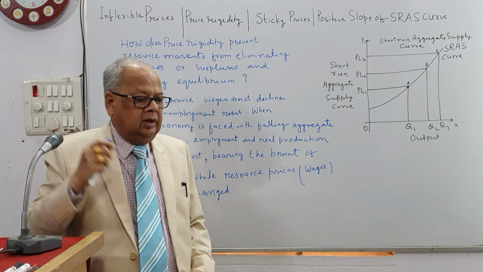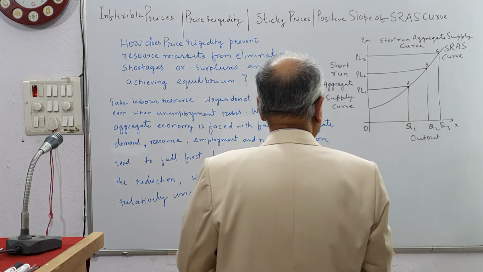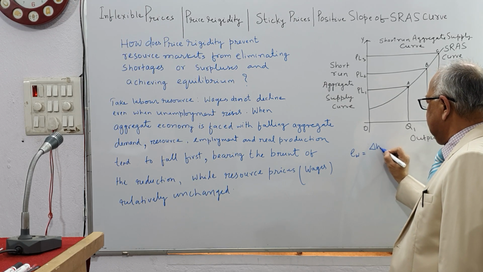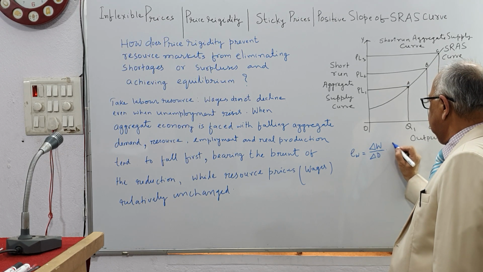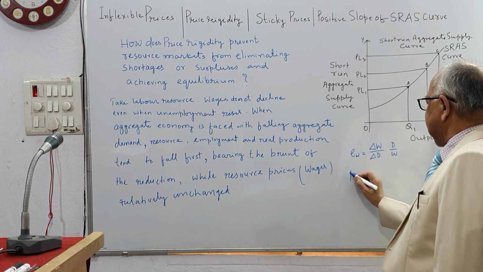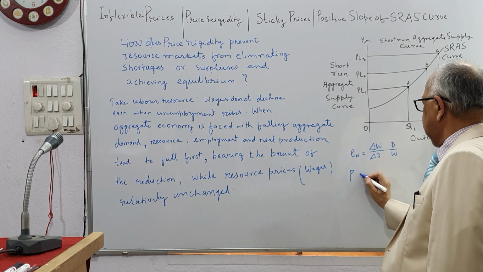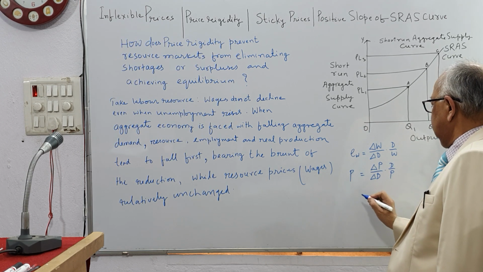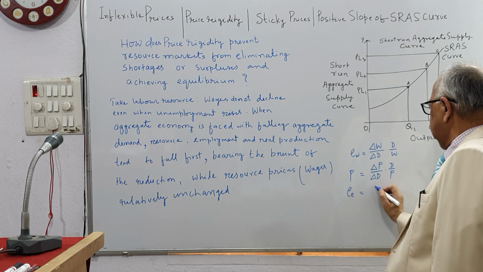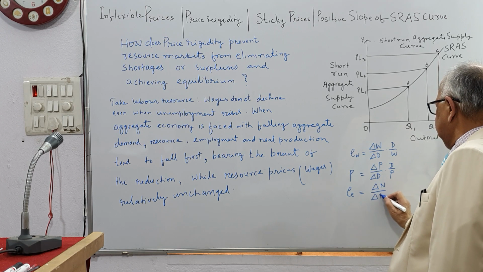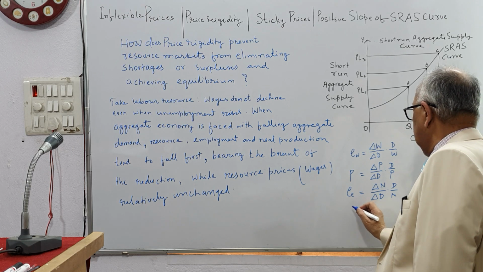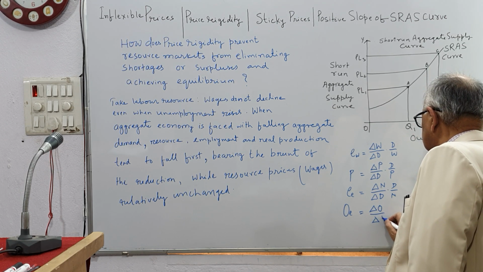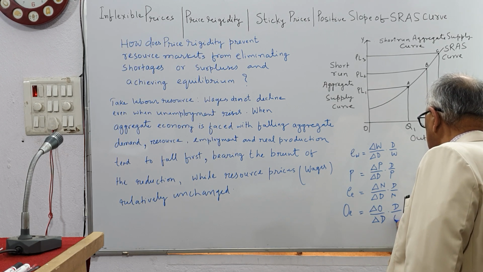Keynes, in his book The General Theory of Employment, Interest and Money, gave the wage elasticity, delta W by delta D, D by W. Price elasticity, delta P by delta D, D by P. Employment elasticity, delta N by delta D, D by N. Output elasticity, delta O by delta D, D by O.